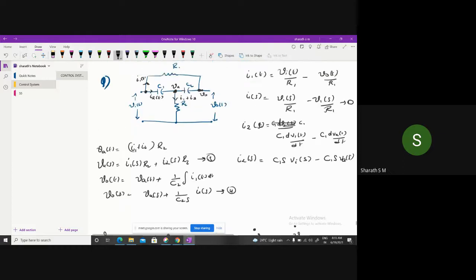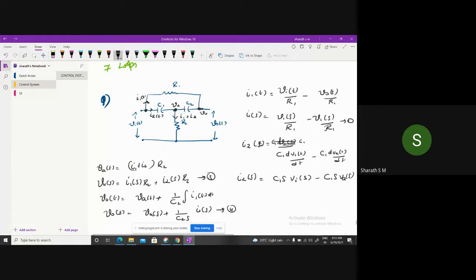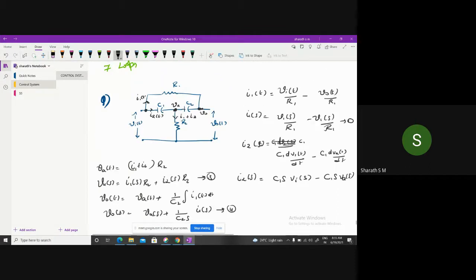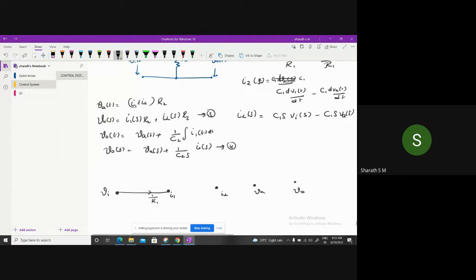From the first equation, I1 is equal to Vi by R1. So this is I1, Vi by R1 means forward path, so we have a gain of 1 by R1, minus V0 by R1. Here we have V0. So minus 1 over R1 is the gain with the feedback path.